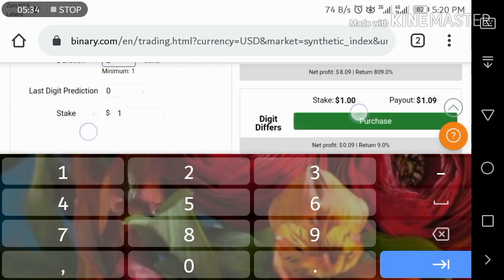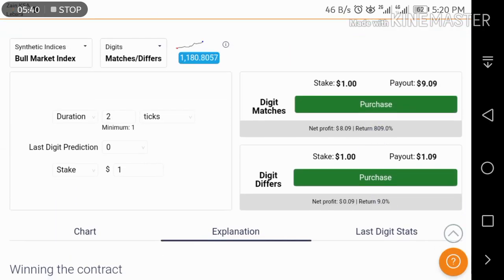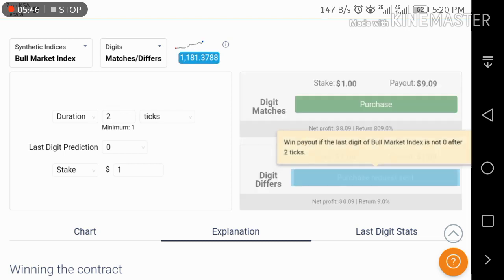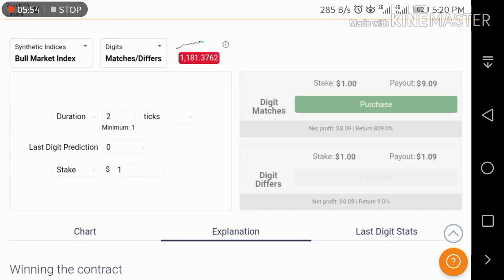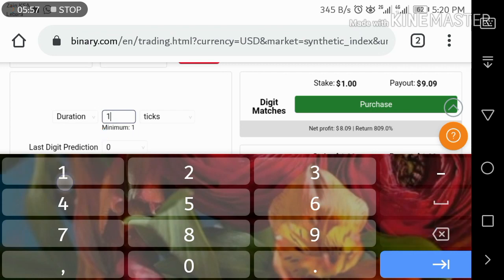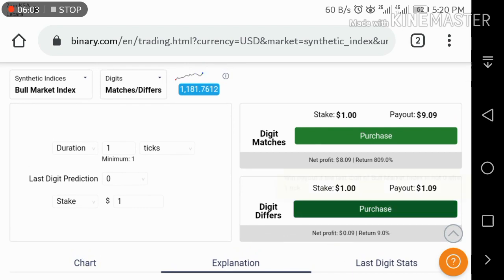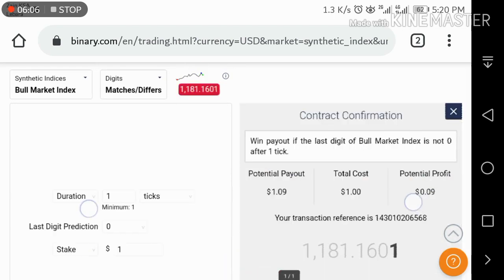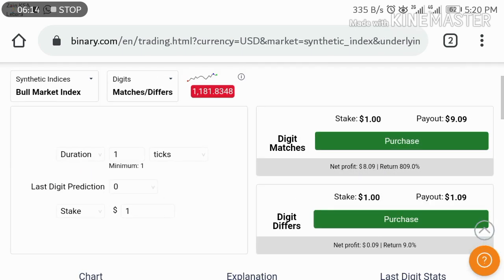Once you win one trade, you have to use 2. Remember this: once you win one trade, choose 2 and let's do it. Then next is 7, and contract information. Look, you won. Now again choose 1 and do it again. So again you see the contract is 1. So this was the point.